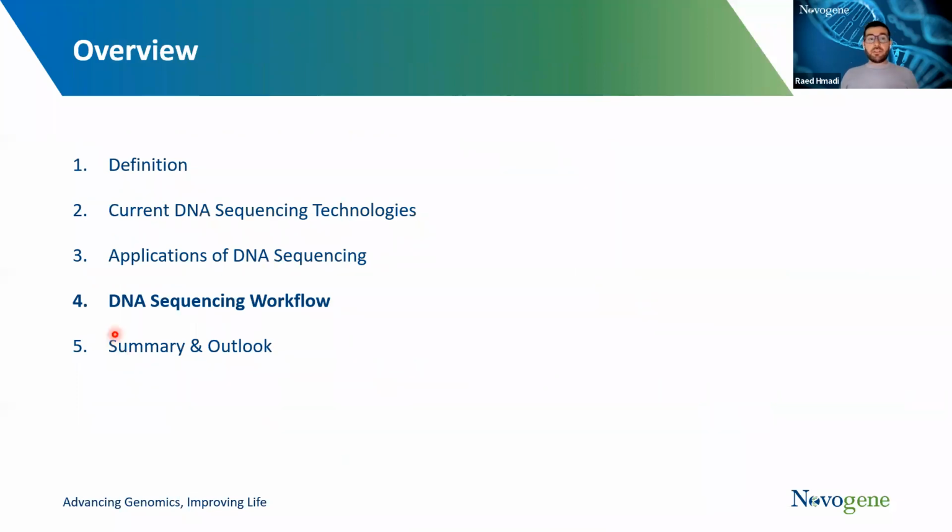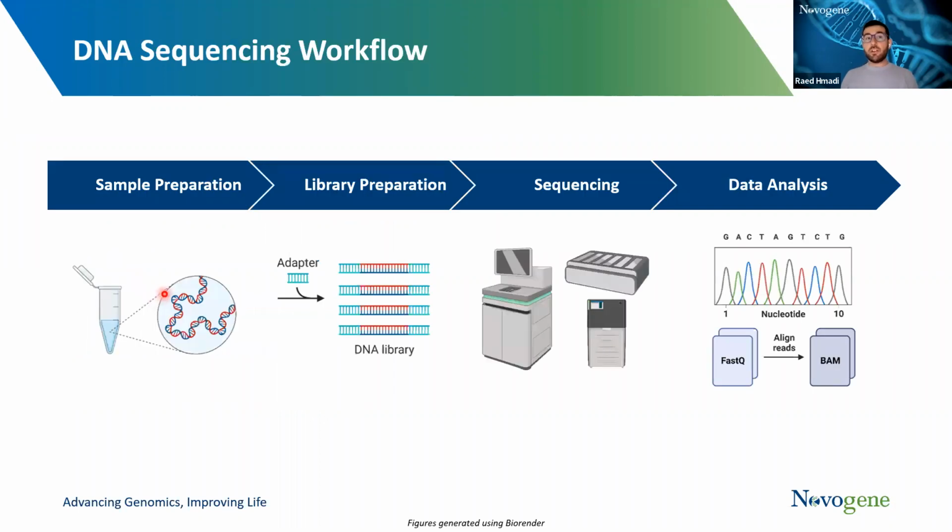Now that we have seen some of the major applications of DNA sequencing and their principles, in the next couple of slides, I'm just going to show you a quick overview of the DNA sequencing workflow. In short, the DNA sequencing workflow consists of 4 main steps. The first one is sample preparation, where the DNA is extracted from the cells or the tissues or the living organism that you are investigating.